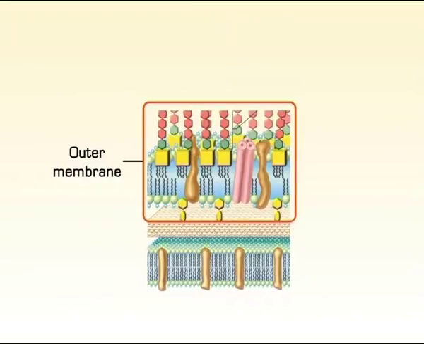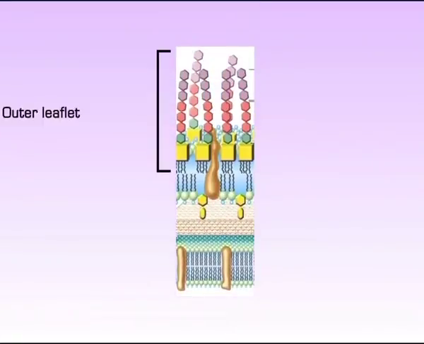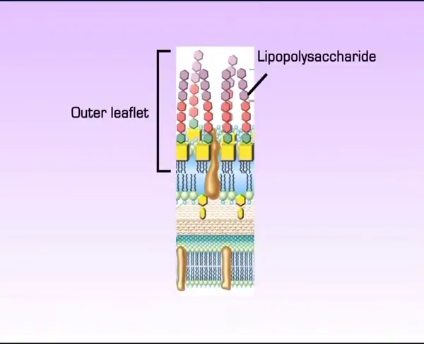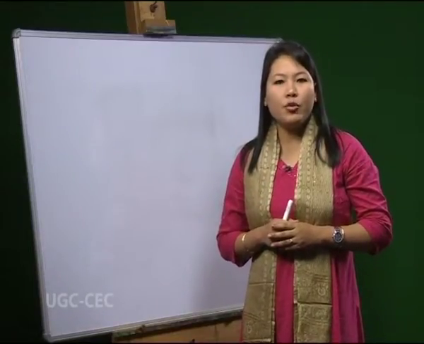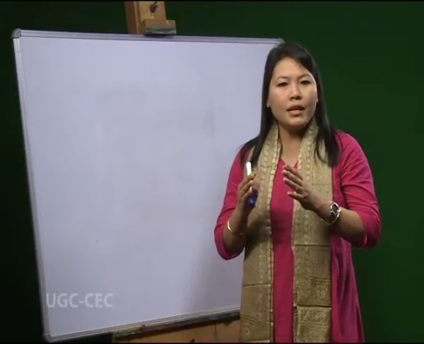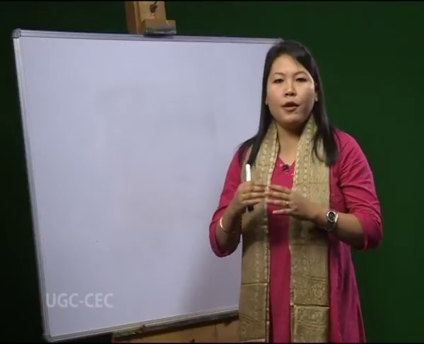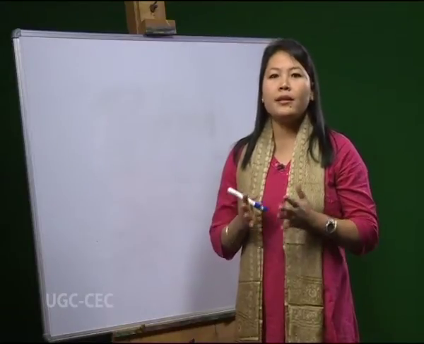Coming to the outer membrane, it also forms a trilaminar structure and consists of proteins such as porins, receptors and an asymmetric distribution of lipids. The outer leaflet is composed of lipopolysaccharide and the inner leaflet consists of phospholipid and lipoproteins. The lipopolysaccharides are an integral component of the outer membrane of gram-negative bacteria. These lipopolysaccharides participate in various membrane functions that are essential for bacterial growth and survival.